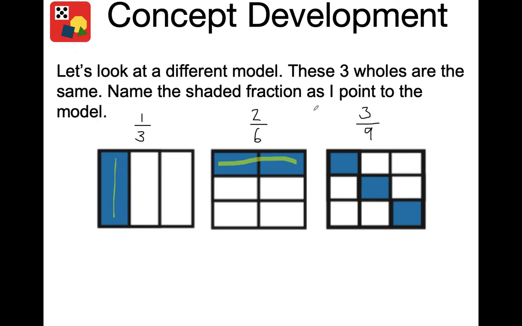shaded in. Notice with these ones there is a pattern, and we know that we're skip counting by threes: 3, 6, 9. If you were to make a prediction, what would be another shape that would be equivalent to this one if we were skip counting by threes? You can go ahead and draw a picture of what you would predict that would also be equivalent to 1/3, 2/6, and 3/9 based on skip counting by threes.